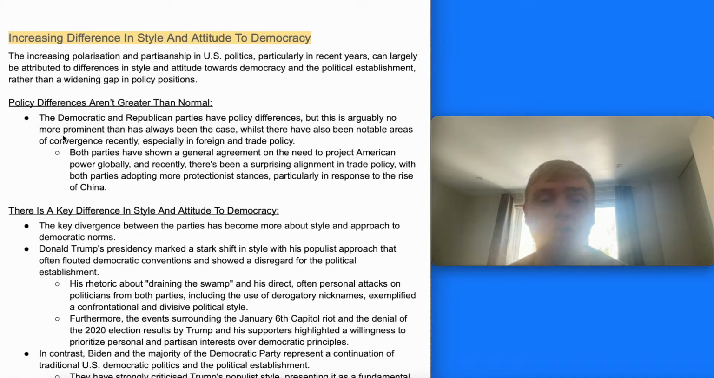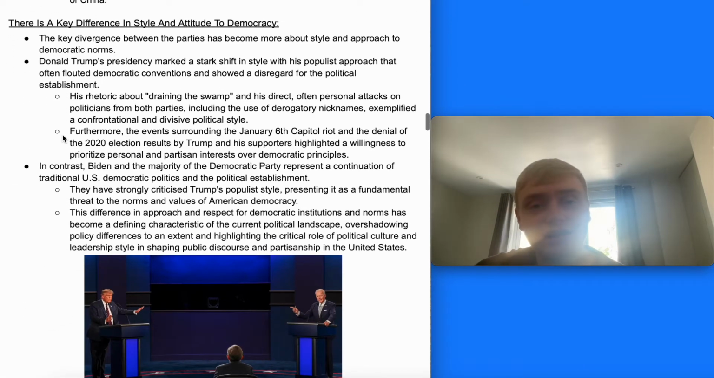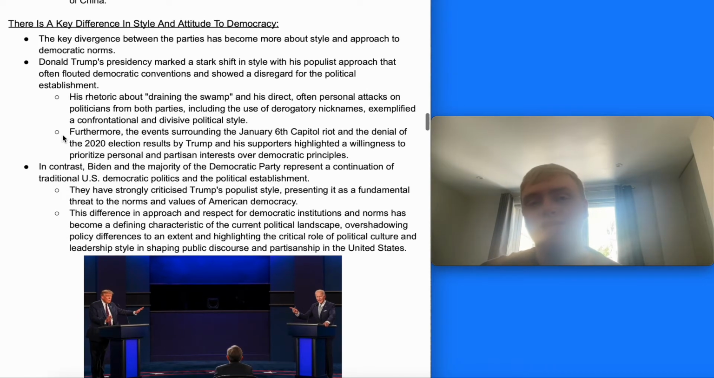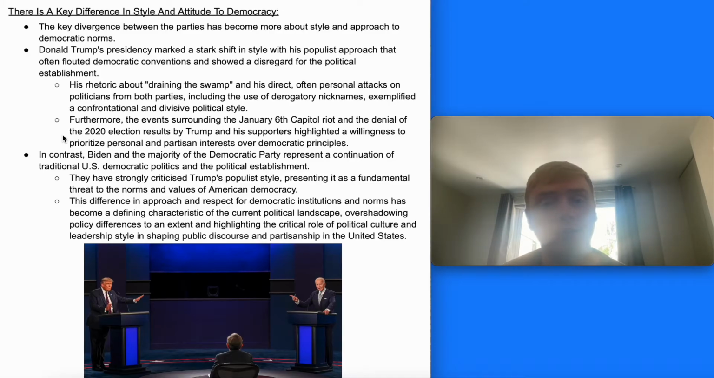Whilst there have always been notable areas of convergence, recently there have also been notable areas of convergence, especially in foreign and trade policy, as I looked through. Both parties have shown a general agreement on the need to project American power globally, and recently there's been surprising alignment in trade policy, particularly protectionism in response to China. Where there's a key difference, though, and you see this really contributing to the polarization in US politics, is in style. So the key divergence has been about style and, crucially, their approach to democratic norms.